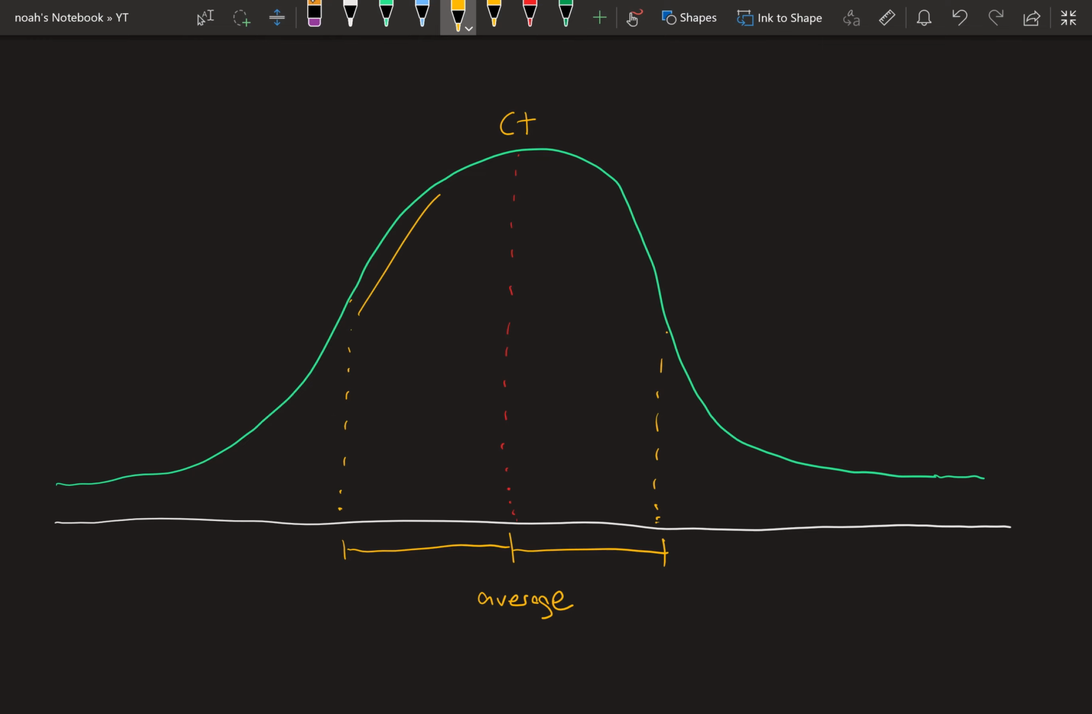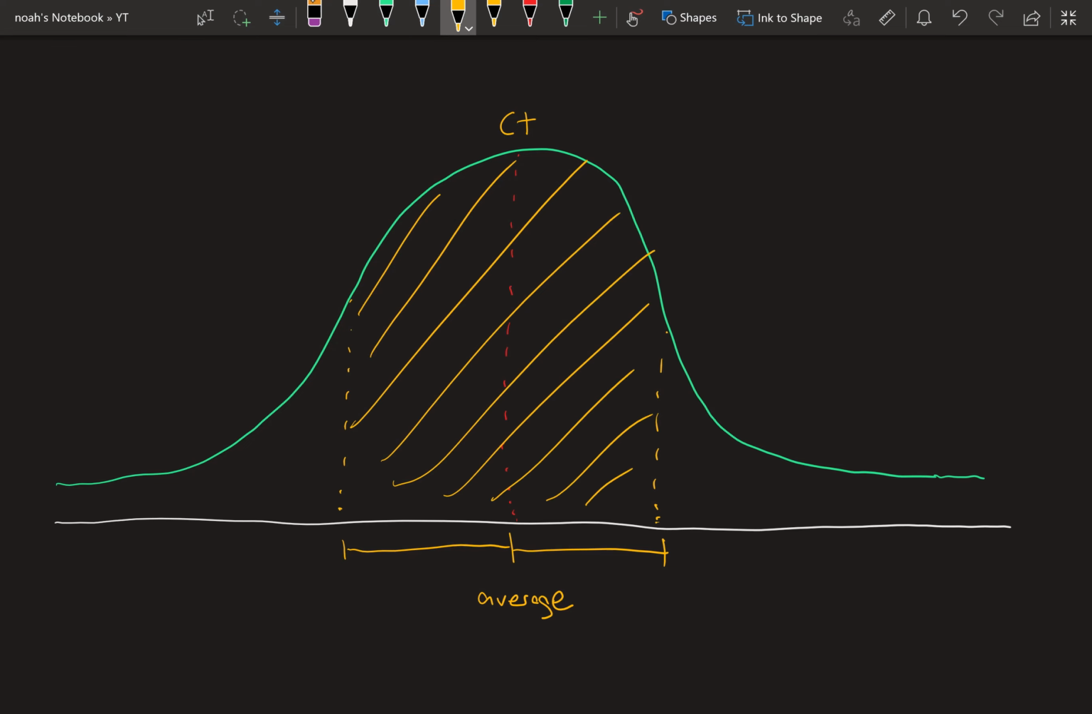And this part right here is 68% of the class in this range. So it would be like a C, C minus, B minus, B. Those would be the most common grades to give out to students.